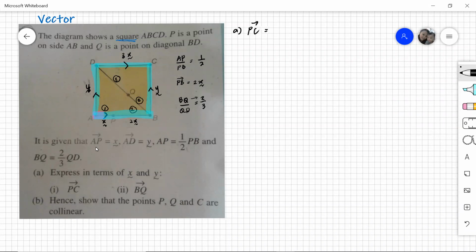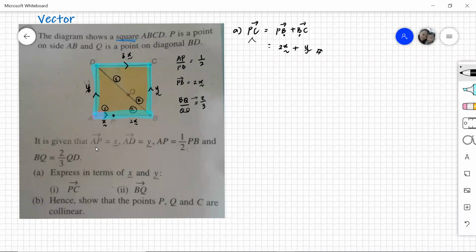Now we want PC. So where is P? P is here. To move from P to C, we can just choose P to B plus B to C. Always break it into 2 paths whereby you have a common point, the bridge to connect these 2 points. So PB is 2x and BC is the same as AD, that is y. So let's put the y there and we found the answer.